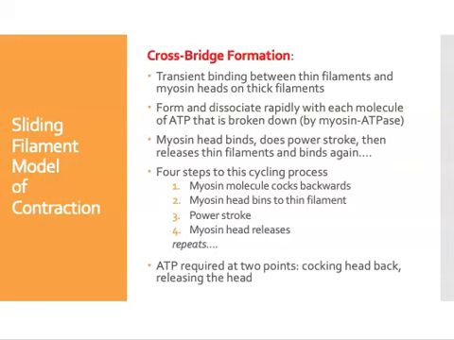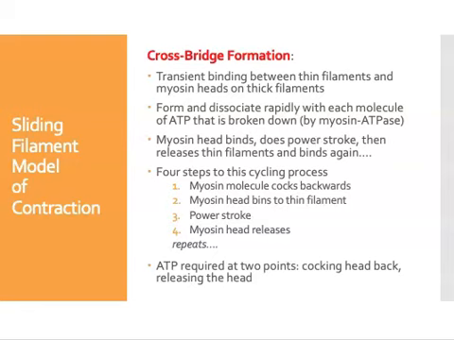The myosin molecule, the globular heads, are going to go through a shape change. They're going to essentially cock backwards, and then they're going to move upwards, bind to the thin filament, and then push the thin filament, slide the thin filament. That's that power stroke. And then they're going to let go. And then the whole thing repeats.